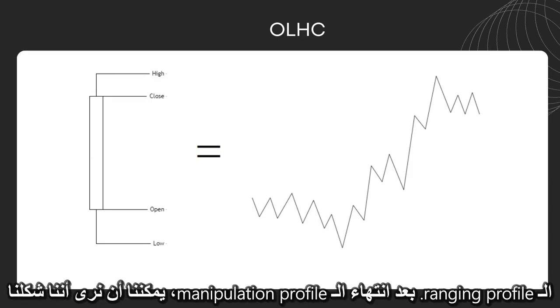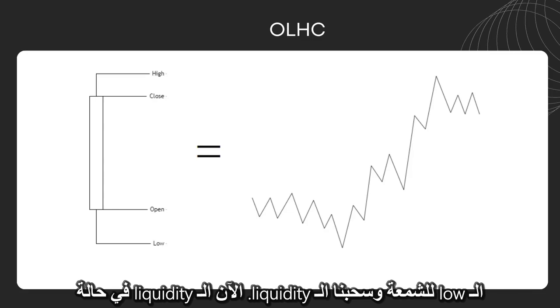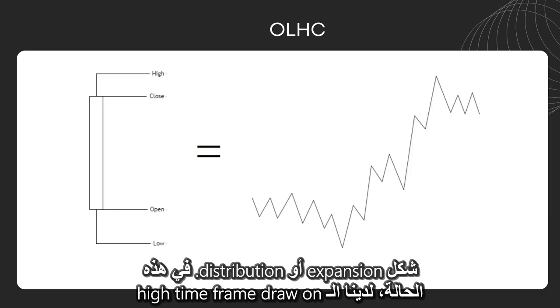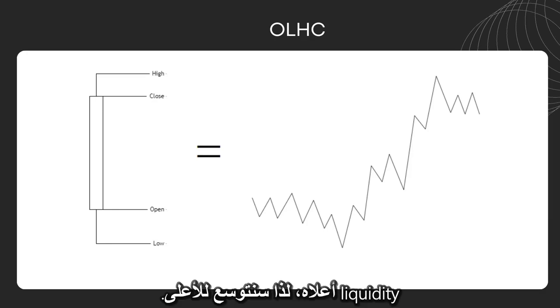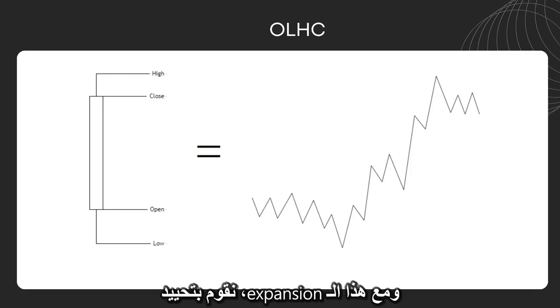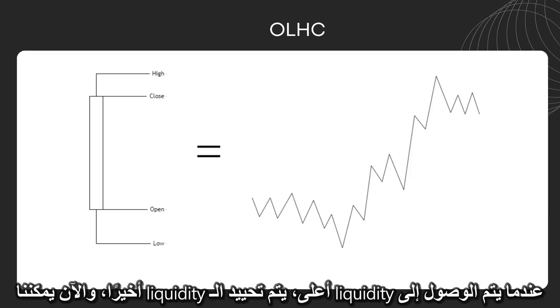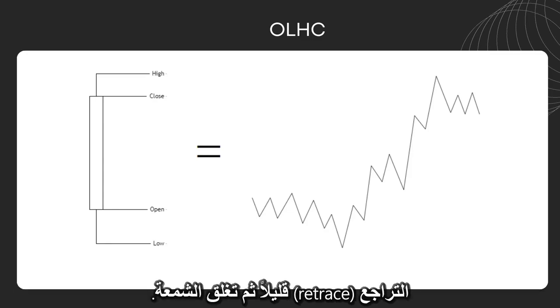After the manipulation profile ends, we can see that we formed the low of the candle and we've purged liquidity. Now the liquidity is at an imbalanced state, and it has to be neutralized, and that occurs in the form of an expansion or distribution. In this case, we've got the higher time frame drawn liquidity above, so we're going to expand higher, right? And with that expansion, we neutralize liquidity until a higher time frame drawn liquidity or key level is reached. When it is reached, the liquidity is finally neutralized, and now we can retrace a bit, and then the candle closes, right?